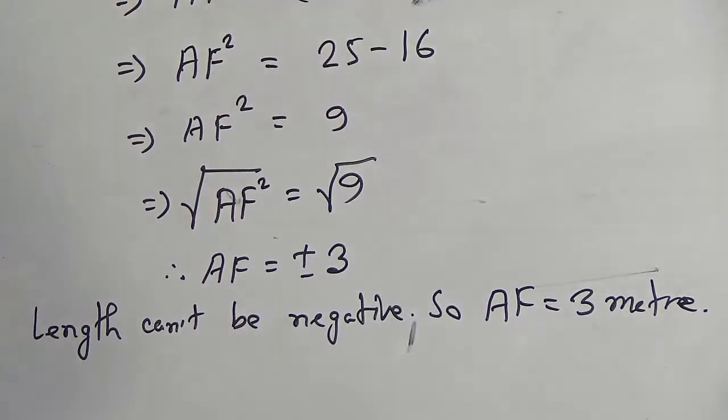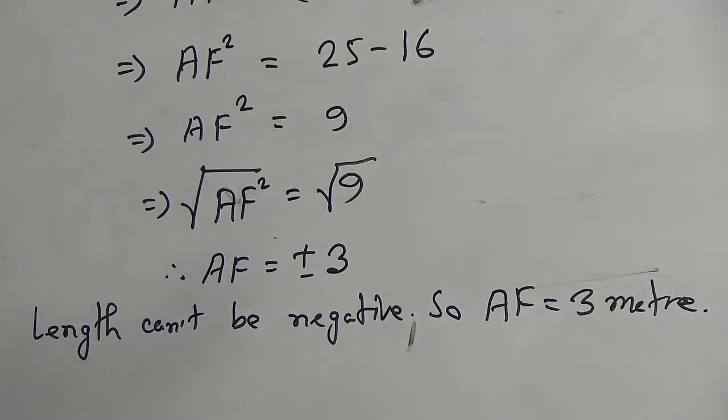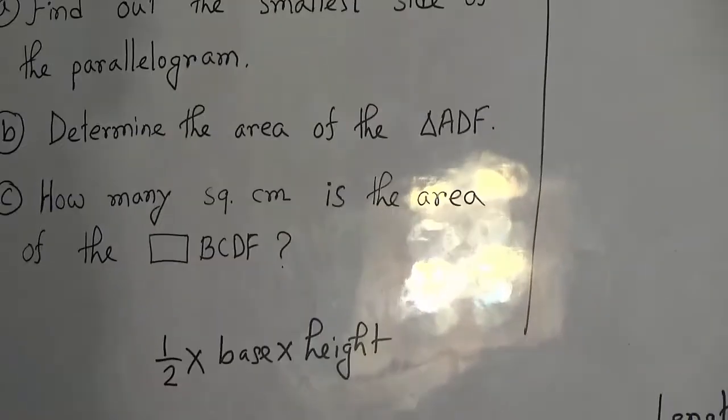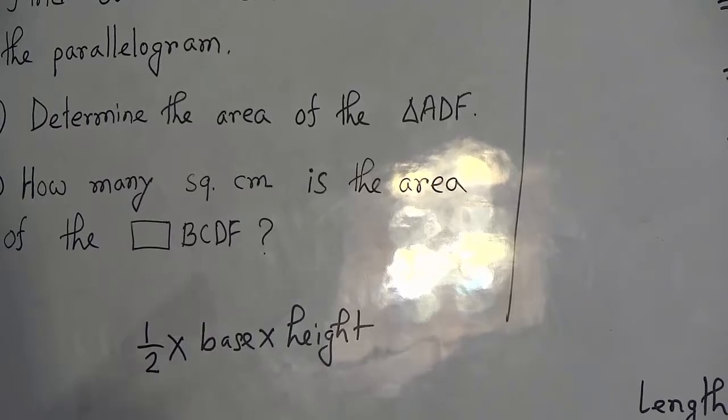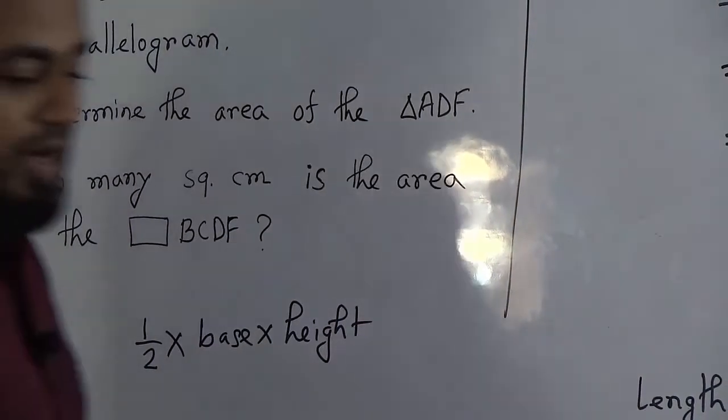Now we have found the base. That means we have found the length of AF. The base we have found is 3 meter. We can find out the area of the triangle now easily. How can we find it? We know that the area of any triangle is equal to half multiplied by base multiplied by height. With the help of this formula, we can find the area of the triangle ADF. Okay, now I'm going to find out this one.